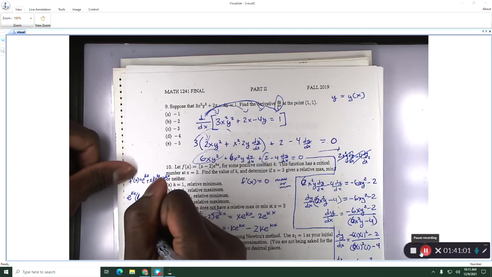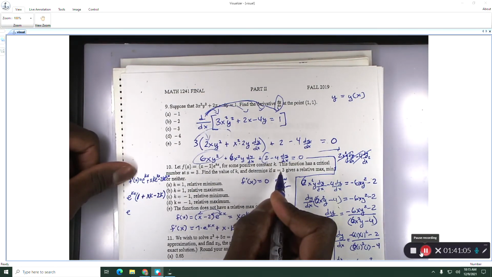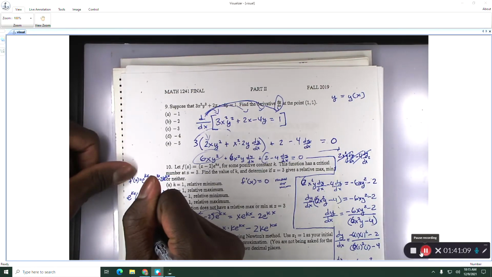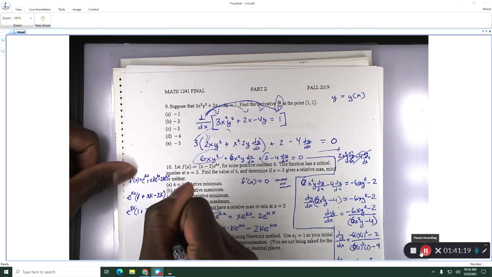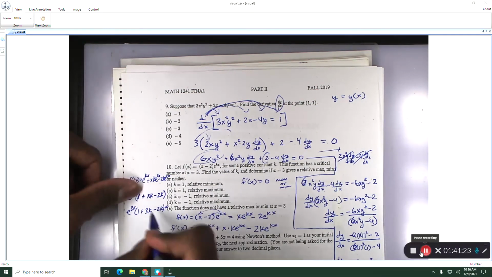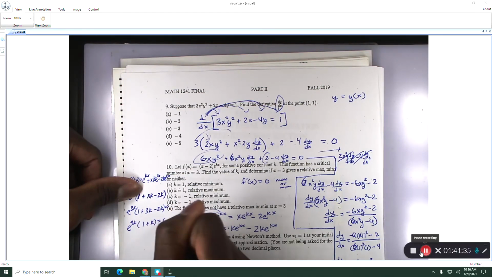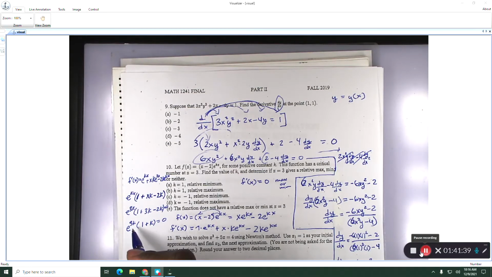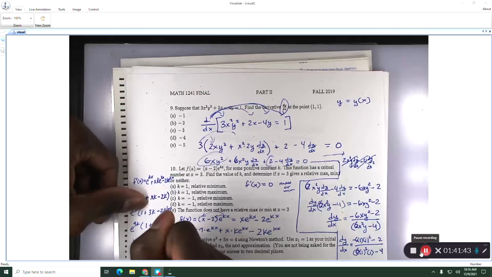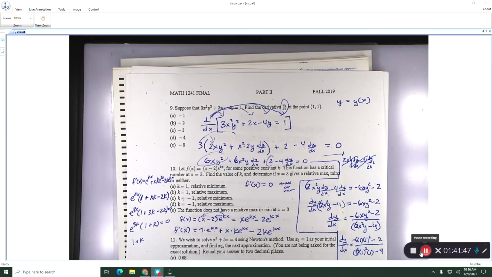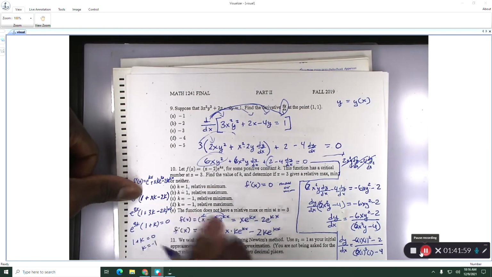Let me go ahead and substitute in. I know what x is equal to when our derivative is equal to 0. So I'm going to substitute 3 for x, 1 plus 3k minus 2k. So this whole thing here is equal to 0. Well, e to the 3k cannot be equal to 0. So e to the 3k must be greater than 0. There is no power that you can raise e to give you 0. So 1 plus k equals 0. K is equal to negative 1.